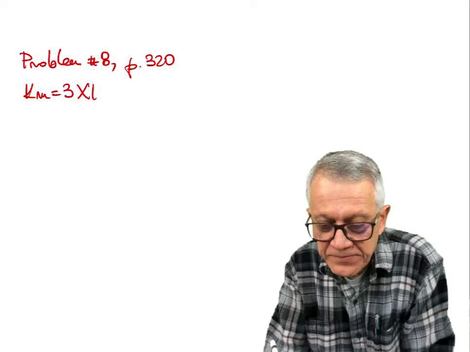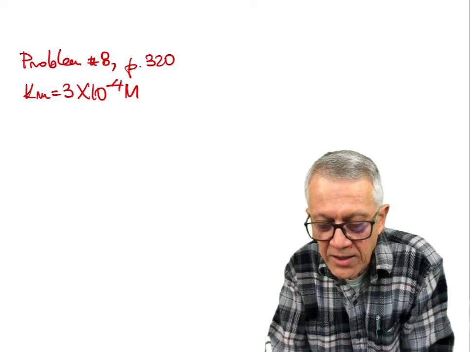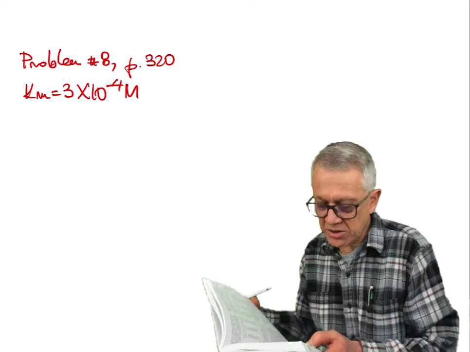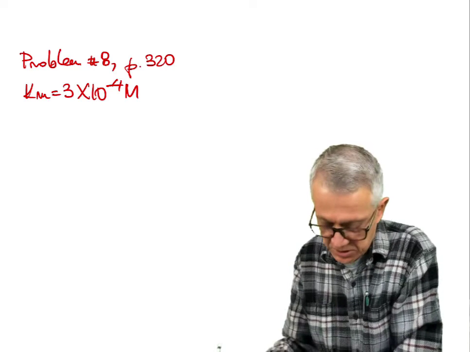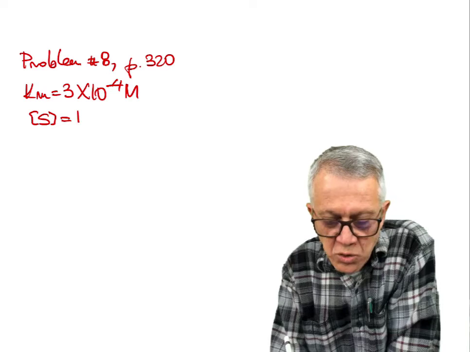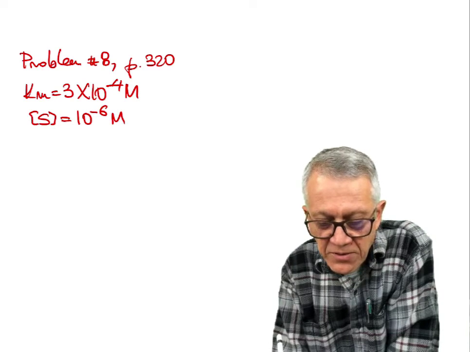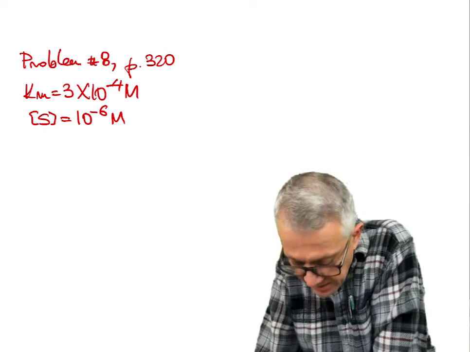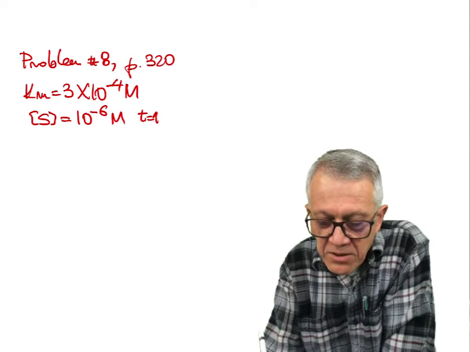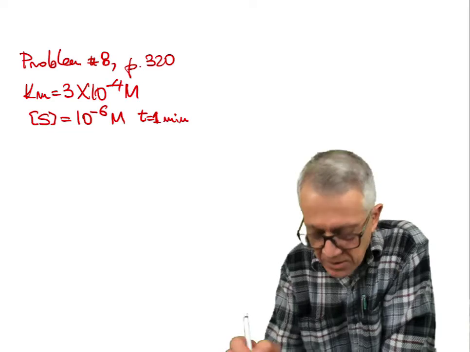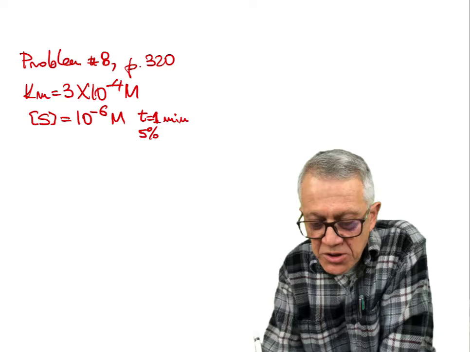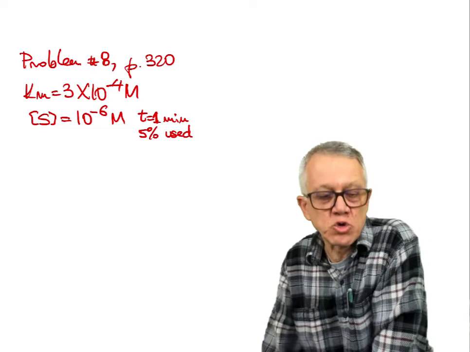Km of 3 × 10^-4 molar was assayed at the initial substrate concentration of 10^-6 molar. So the substrate initially was 1 micromolar, 10^-6 molar. And it says that by the time of 1 minute, there was already 5% consumption. 5% of the substrate was used, was consumed.